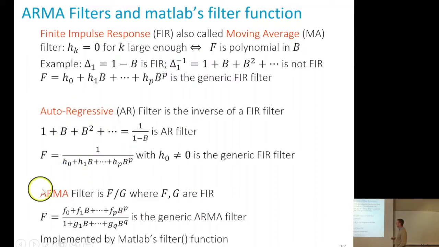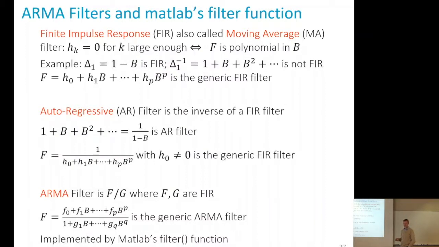An ARMA filter, which is a combination of autoregressive, AR, and moving average, MA, is the product of the two. So it's F over G, where F and G are finite impulse response, which means it can be put in the form of a rational fraction of two polynomials in B, the backshift. That's the generic ARMA filter. Those are the filters that most of the time we work with.